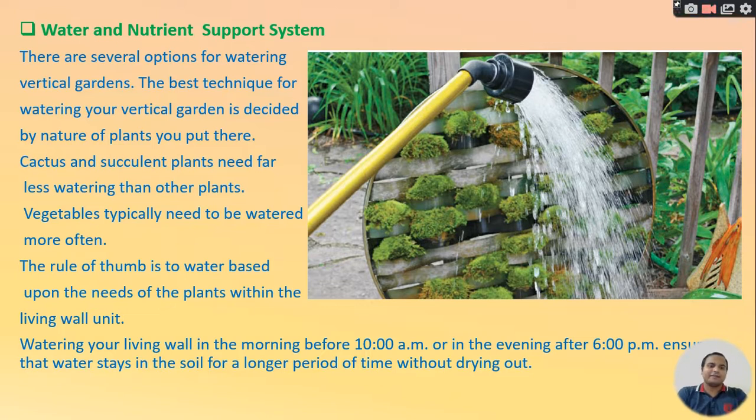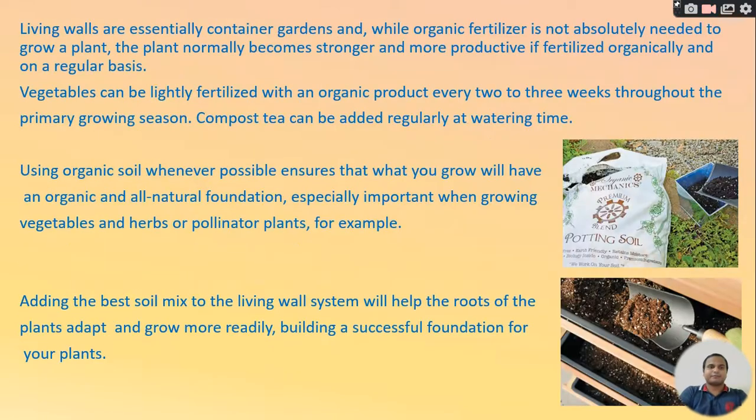Cactus and succulent plants need less watering than other plants. Vegetables typically need to be watered more often. The rule of thumb is to water based upon the needs of plants within the living wall unit. Watering your living wall in the morning before 10 a.m. or in the evening after 6 p.m. ensures that water stays in the soil for a longer period of time without drying out.